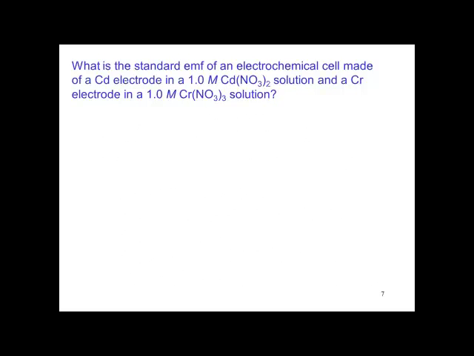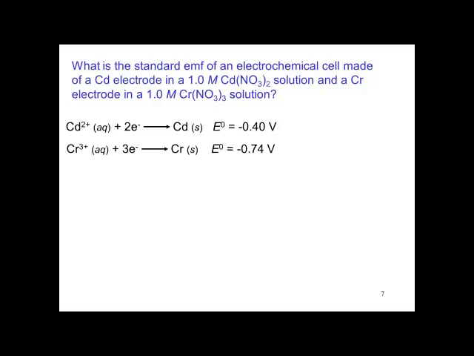What is the standard EMF of an electrochemical cell made of a cadmium electrode in a 1 molar cadmium nitrate solution and a chromium electrode in a 1 molar chromium nitrate solution? Cadmium 2+ gets reduced to cadmium. E0 is negative 0.40. We find that in the table. Chromium 3+ ion is reduced to chromium. E0 is a negative 0.74. Cadmium is the stronger oxidizer.